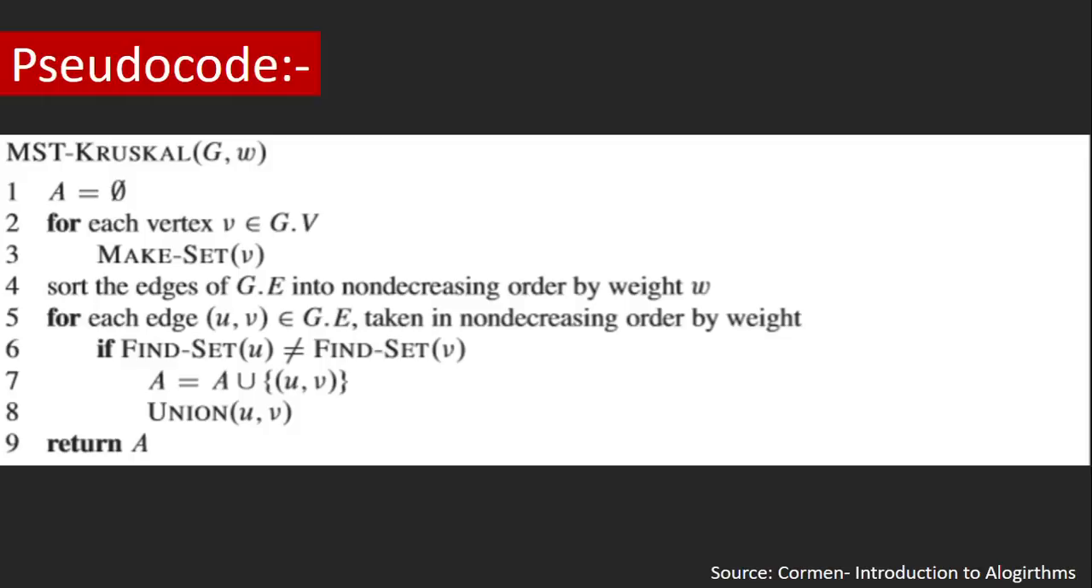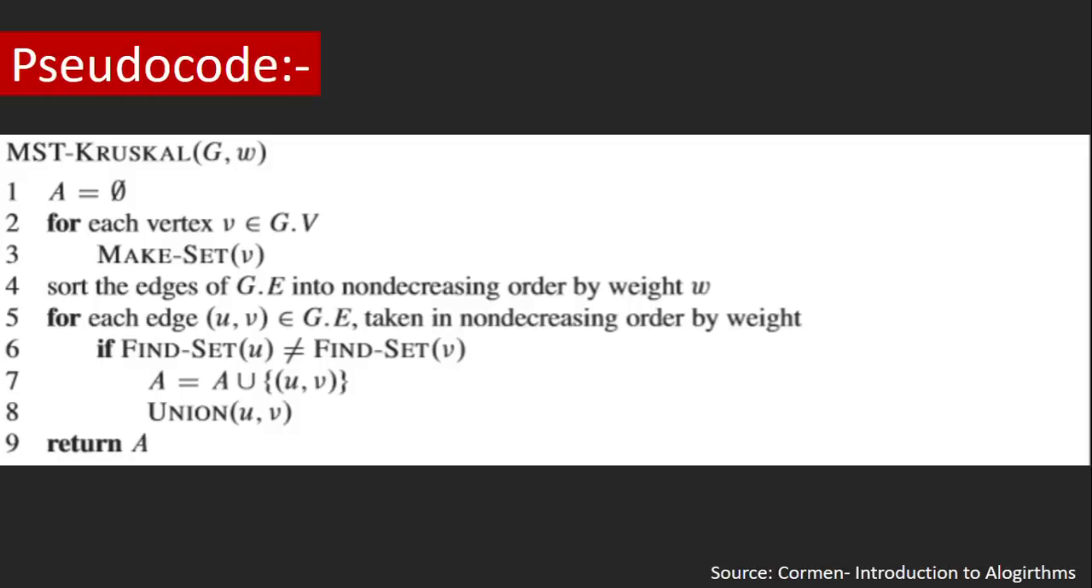The loop checks for each edge UV whether the endpoints U and V belong to the same tree. If they do, adding them to the MST would form a cycle, so they will be discarded. But if not, line 7 adds edge UV to the MST. Line 8 merges the two trees using U and V. Finally, return the set A containing all the edges belonging to the minimum spanning tree.